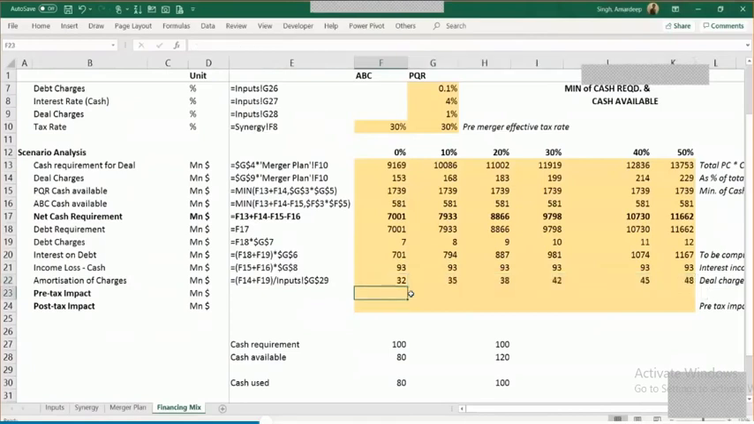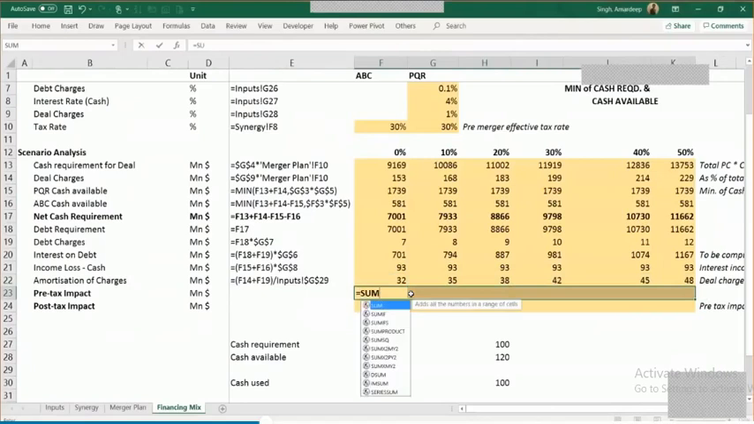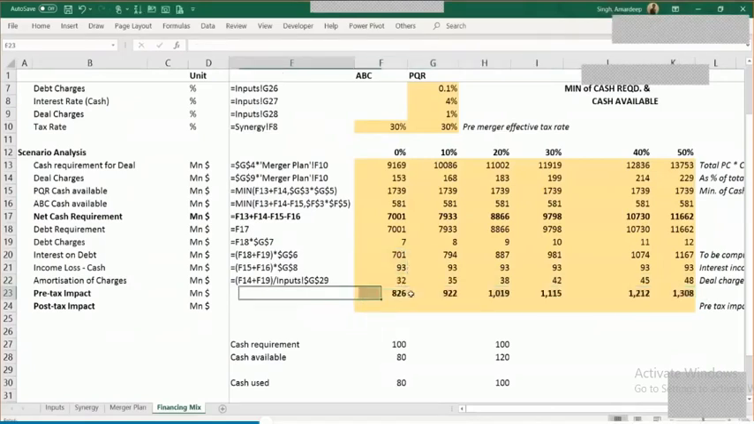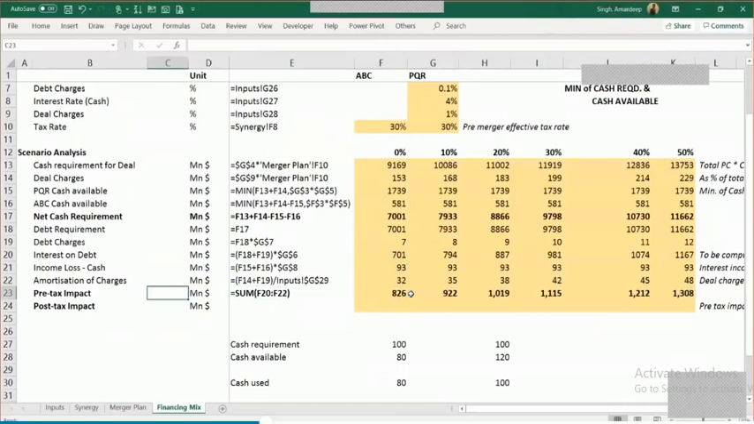Taking all these three together, I'm able to see that this is finally my pre-tax impact, or you could say the merger cost. Yeah, Richie, I'm coming to your point. This is your merger cost, pre-tax, because I haven't yet accounted for the tax adjustment that I would need to do. So this is the pre-tax merger cost, right?